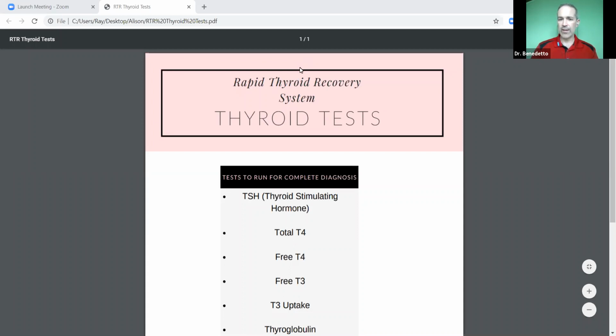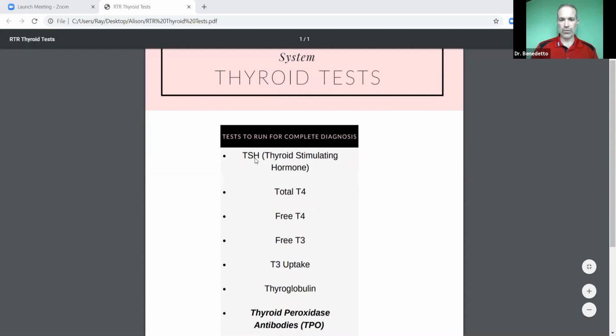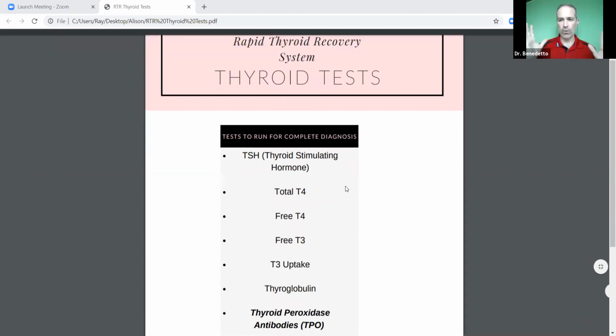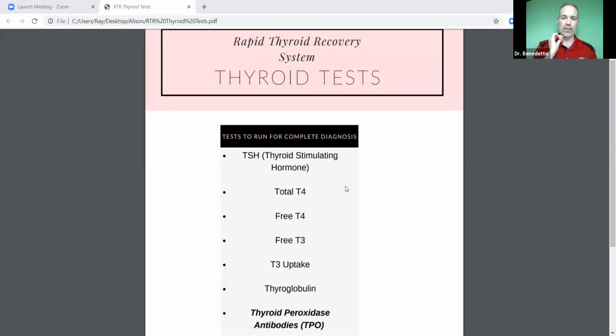So what are they? Some of them you may have seen. TSH, which stands for thyroid stimulating hormone, is the screening test that all docs use to see if you have some kind of thyroid problem. It's actually not a thyroid hormone test. TSH is a pituitary hormone, and we'll get into that in another video, but it's the messenger that the pituitary gland sends to the thyroid that tells the thyroid, hey, go ahead and make your hormones, which are T4 and T3.